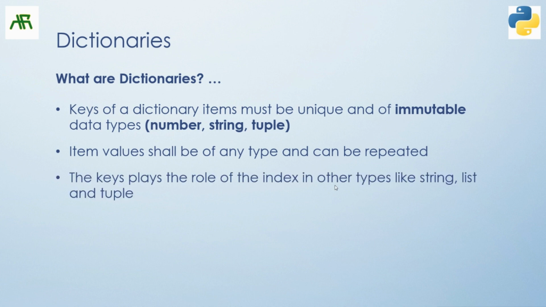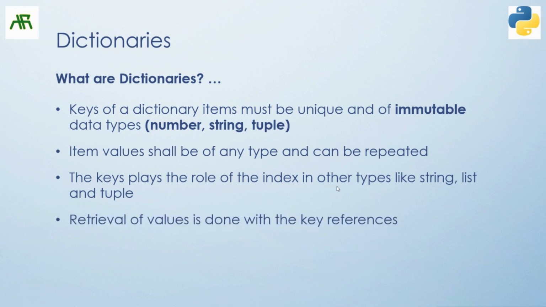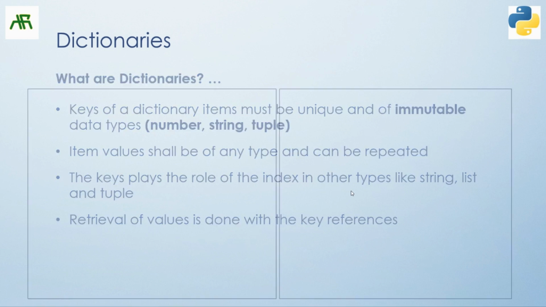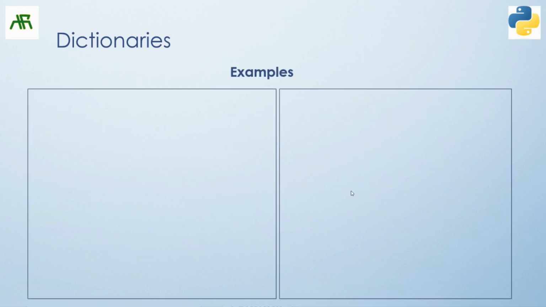This is a big difference between the list and tuple against the dictionary. To retrieve the values of a dictionary, we have to use keys as references and not the index as in string, list, or tuple. Let's see some examples.